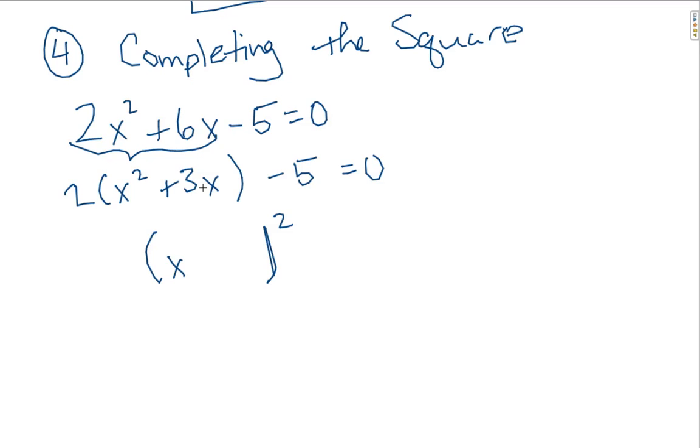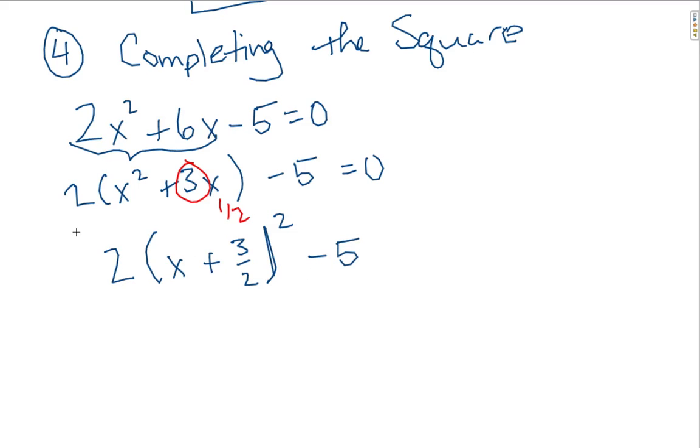Here's where the completing the square part comes in. I take half of this value here. It's positive, it stays positive, so I get positive 3 over 2. And I'm going to have a 2 here. And of course, I still have minus 5.